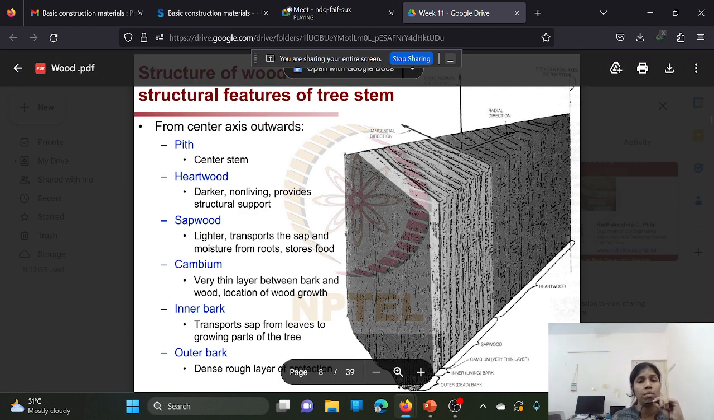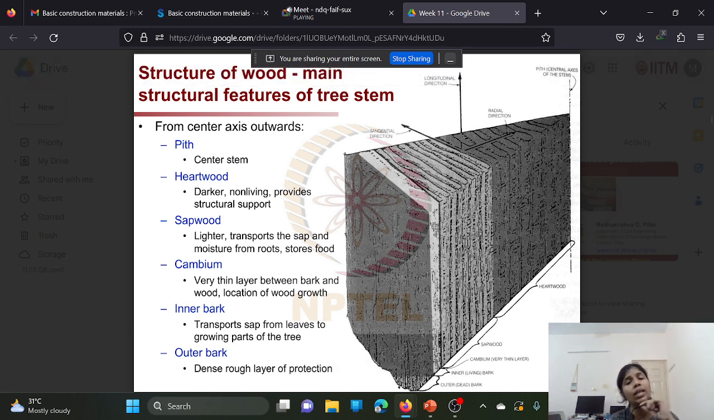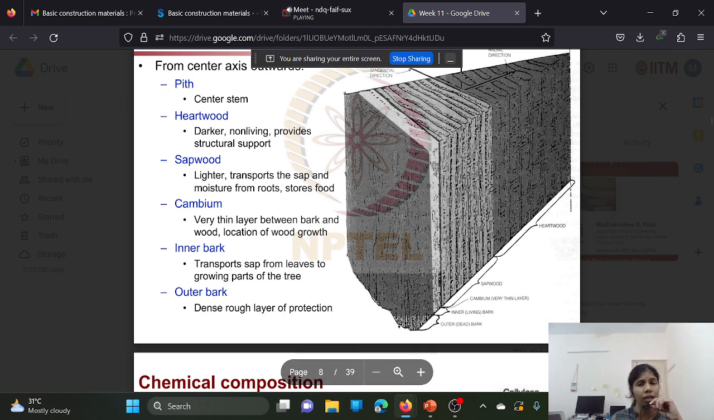And cambium is a very thin layer between the bark and wood. Bark will be the outermost part of the stem, right? So between the bark and the wood there will be a thin layer which is known as cambium. And in the bark you will have inner bark and outer bark. Inner bark transports sap from leaves to the growing part of the tree, and the outer bark will be the dense rough layer of protection. What we see with our naked eye is the outer bark. But after that outer bark you will have different features of the stem.